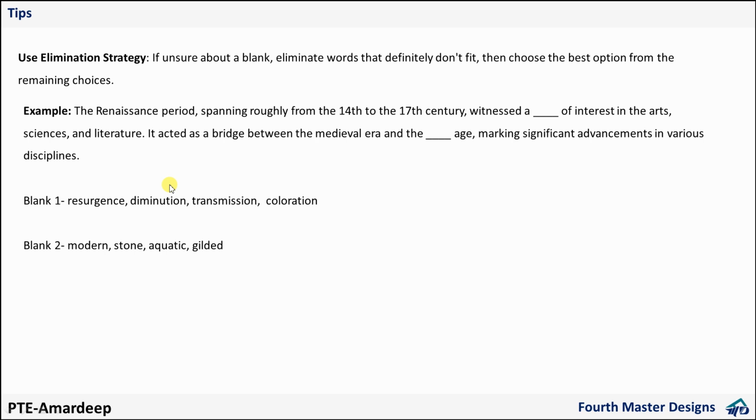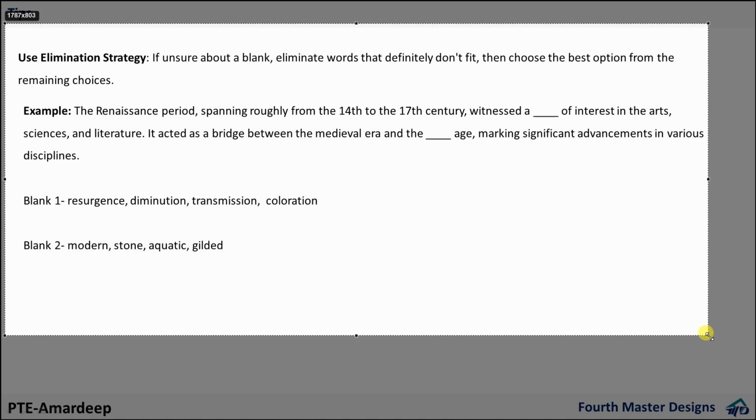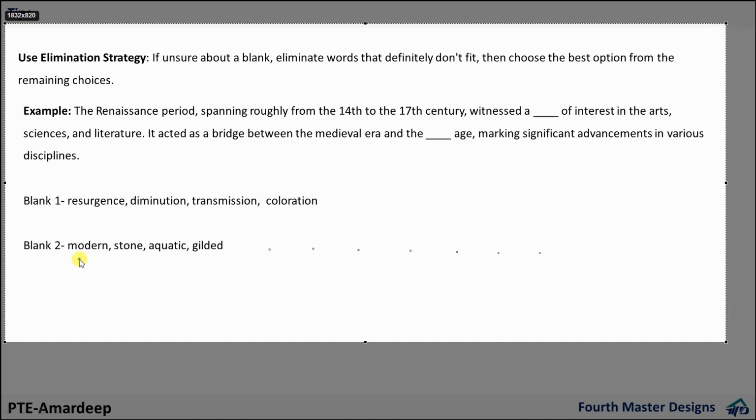Witnessed a resurgence. Then the second one: it acted as a bridge between the medieval era and the dash age, making advancement in various disciplines. Again, go with the elimination approach. Modern, maybe yes. This one and Stone Age, maybe. If they are comparing, they may compare these two. Let's say aquatic, gilded. No, it doesn't make sense at all. So, one out of four or one out of two.